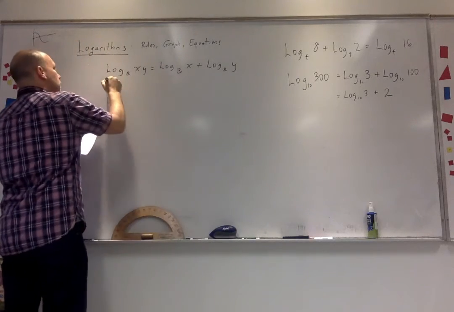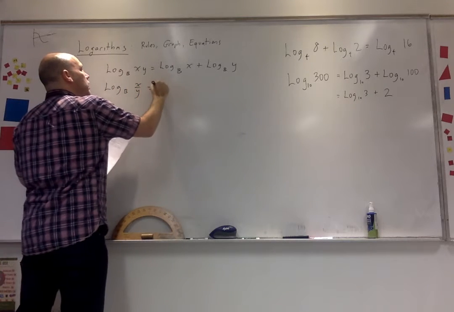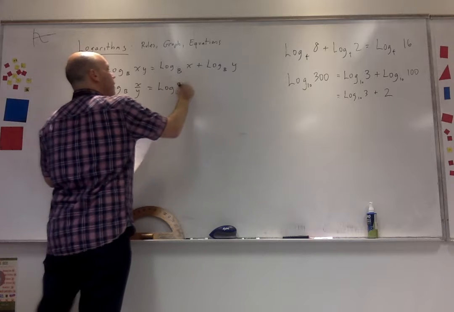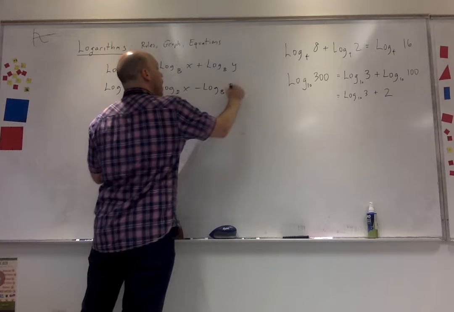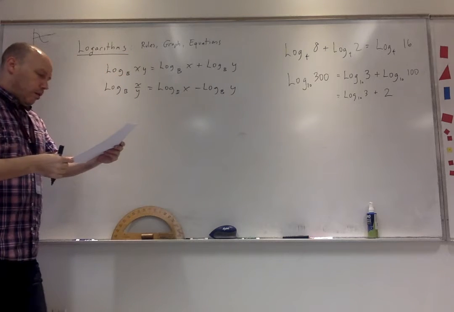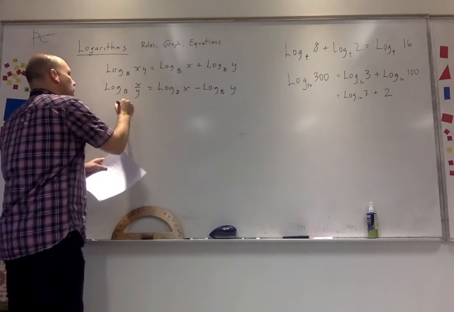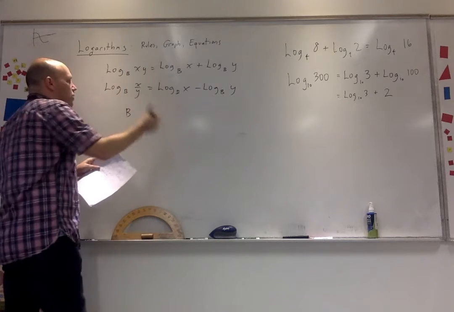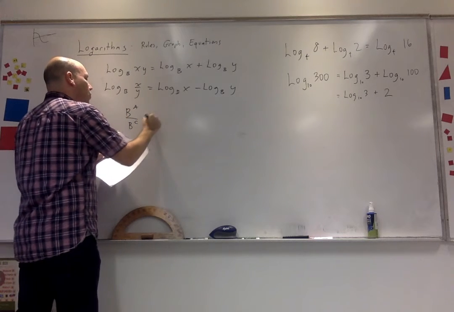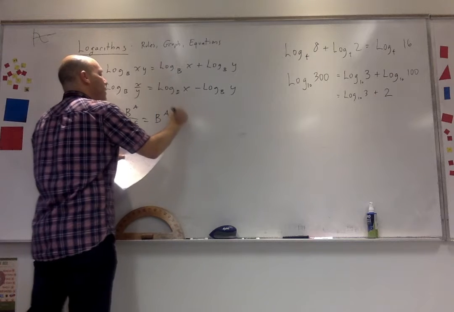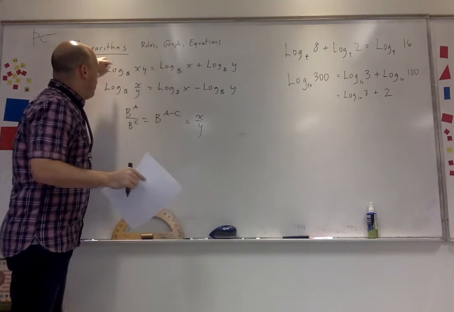The next rule is the log base b of x divided by y is equal to the log base b of x minus the log base b of y. And we kind of go through the same thing, the same idea. So b to the a divided by b to the c is equal to b to the a minus c, which was x divided by y.